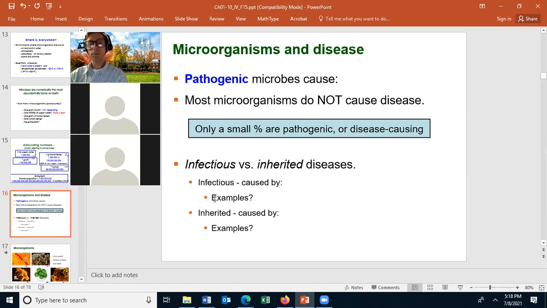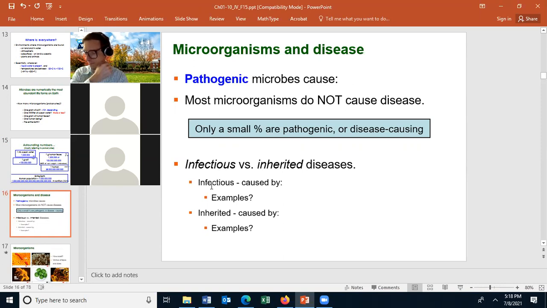We'll talk a little bit more about infectious diseases and if they spread. They're communicable if a disease spreads from one patient to another patient. Not all infectious diseases are communicable.